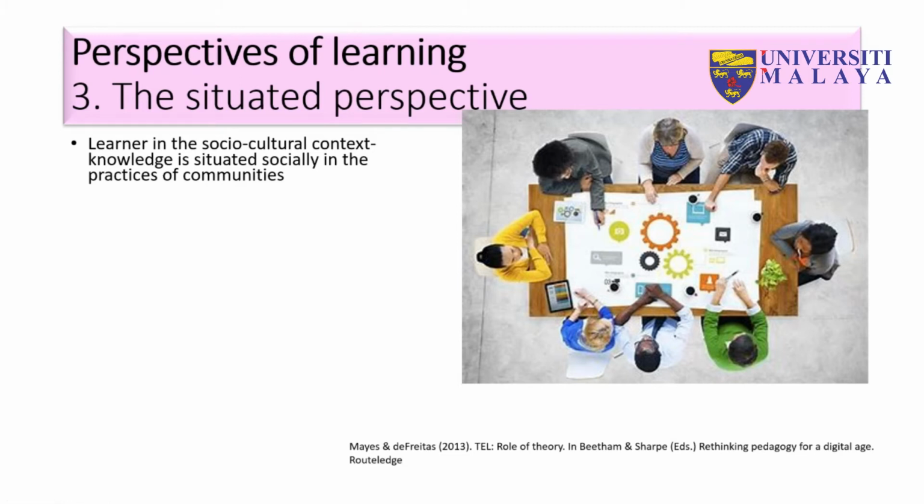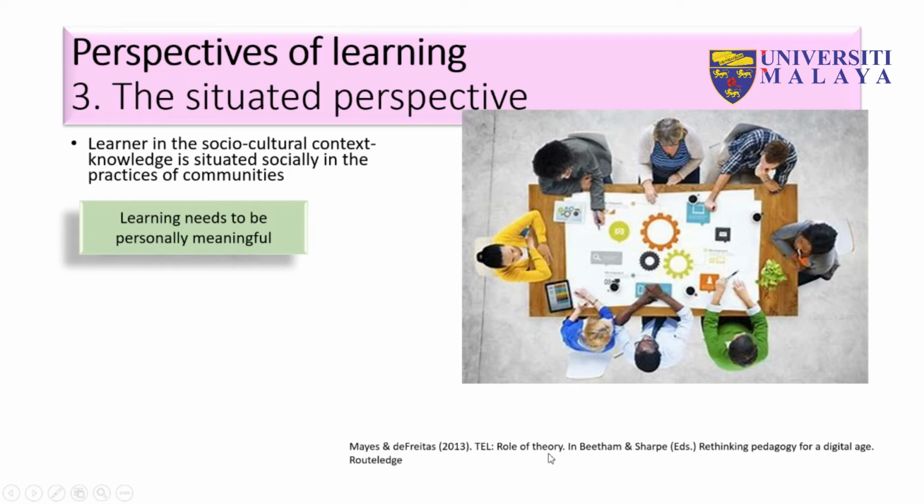The third perspective. This is the final perspective. Now this is where we said earlier that learners want to interact with their peers. Fantastic. So let them interact. Let them be in a social cultural group, like in this picture here. Let them be in a community of practitioners. In order to do that, learning has to be personally meaningful. If not, I won't participate.